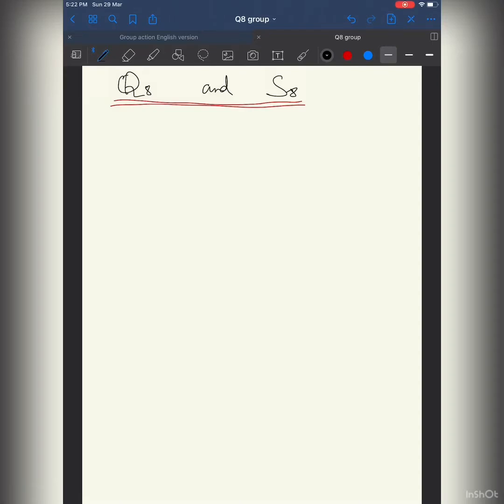Hello friends, in this video we will see why Q8 sits inside S8 but not inside any S_k where k is less than or equal to 7. Q8 sitting inside S8 is because of Cayley's theorem. This uses the group action property, at least the proof I know uses it, and I will prove it that way.